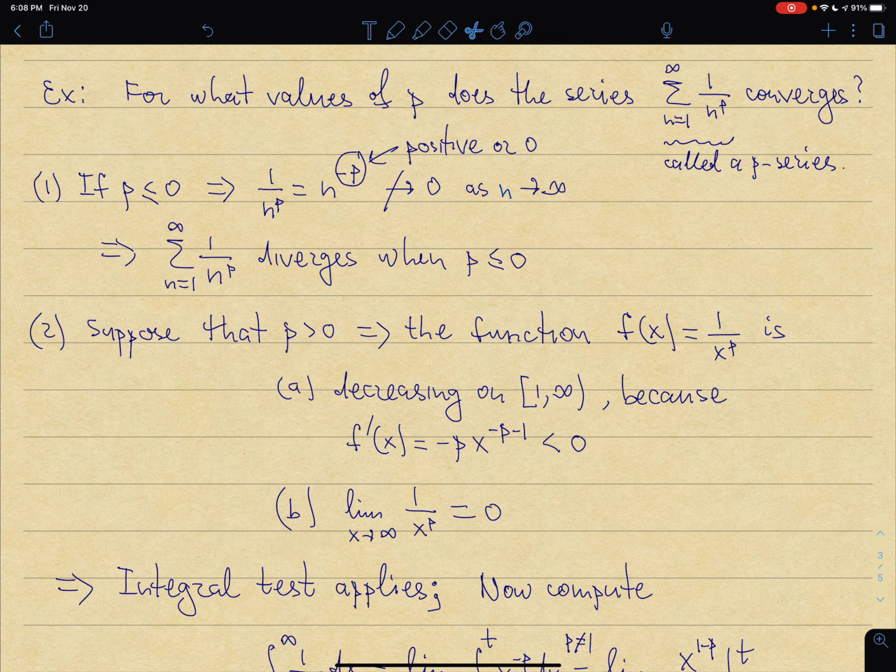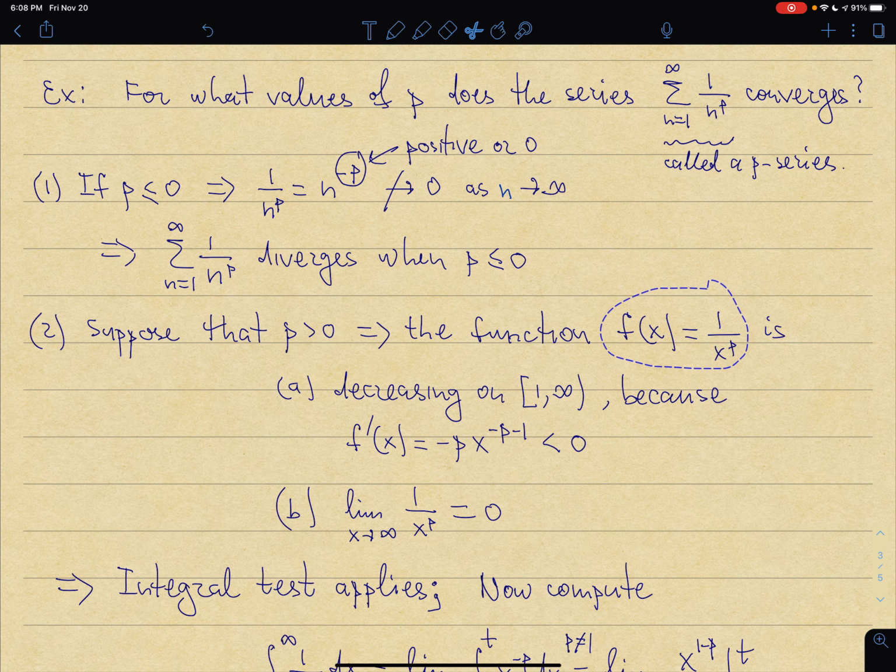All right, so then an alternative is that p is positive. So then let's check if we can apply the integral test. For 1 over n to the p, your relevant function of x is 1 over x to the p, and 1 over x to the p clearly is decreasing on the interval from 1 to infinity. And we can in particular determine that by taking a derivative.